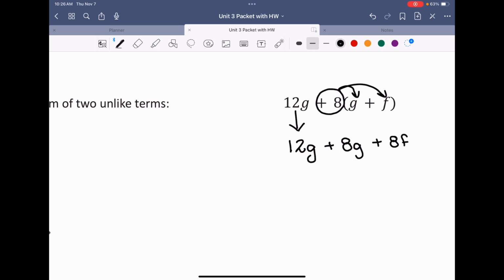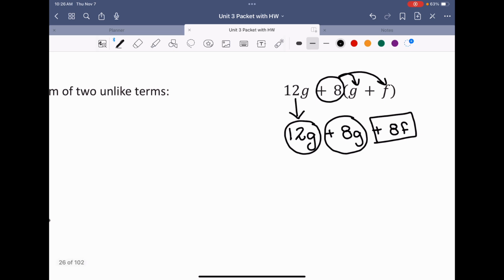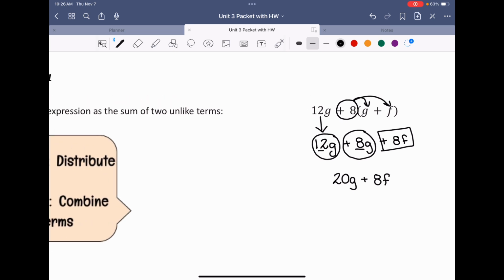Now that I have my parentheses gone, I can go to my next step, which is combining my like terms. So I'm going to identify my like terms, 12G, 8G, and then I have this F term over here, but there is nothing I can put that with. So that one, don't leave it out. It's going to come down into our answer. So I'm going to add my coefficients. 12 plus 8 is going to give me 20. So 20G, and then plus 8F. And that would be my expression written as a sum of unlike terms.